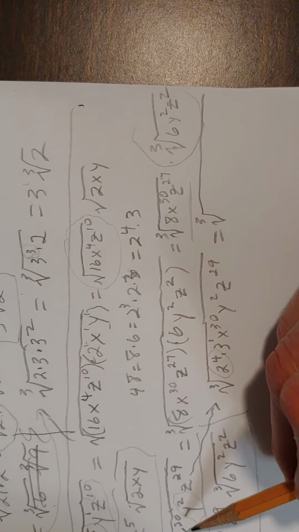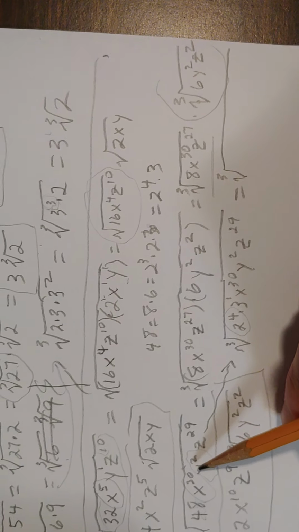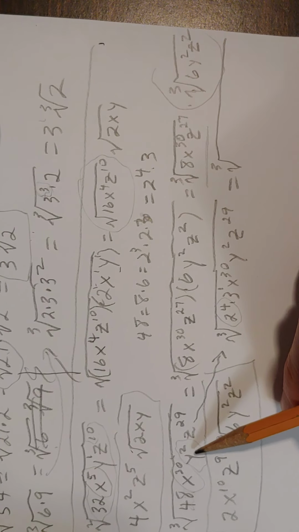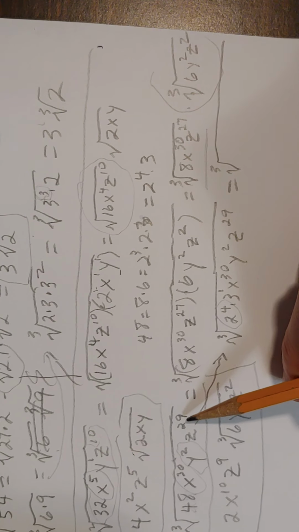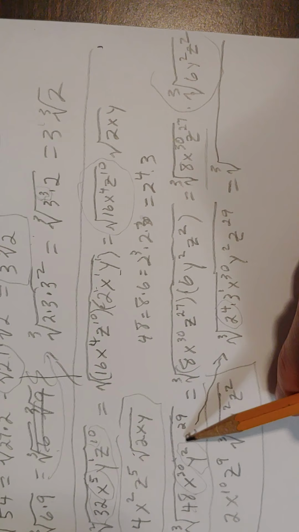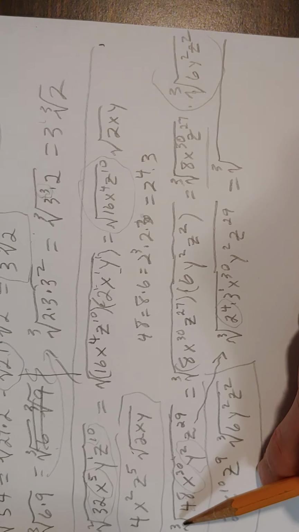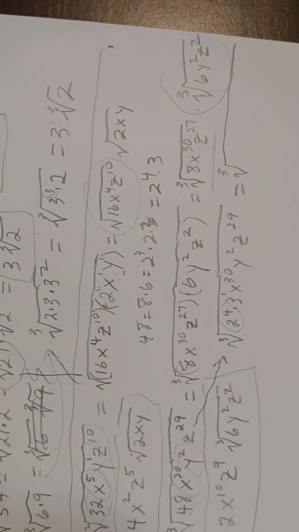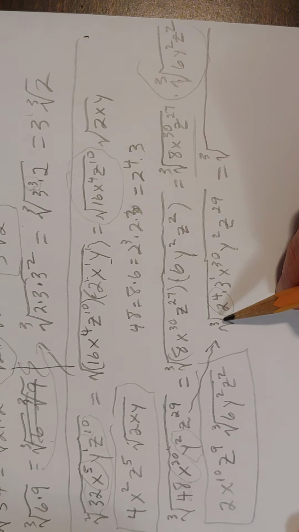Just like when we work with the variables, x to the 30th is a perfect cube because the exponent is divisible by 3. Z to the 29th has a perfect cube in it because the exponent is bigger than or equal to 3. Y squared did not have a perfect cube because the exponent wasn't greater than or equal to the index. But notice 2 to the 4th, the exponent is greater than or equal to 3.